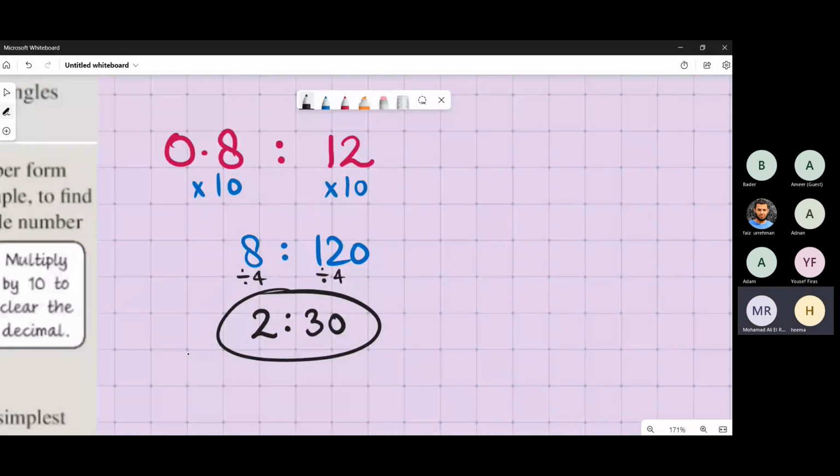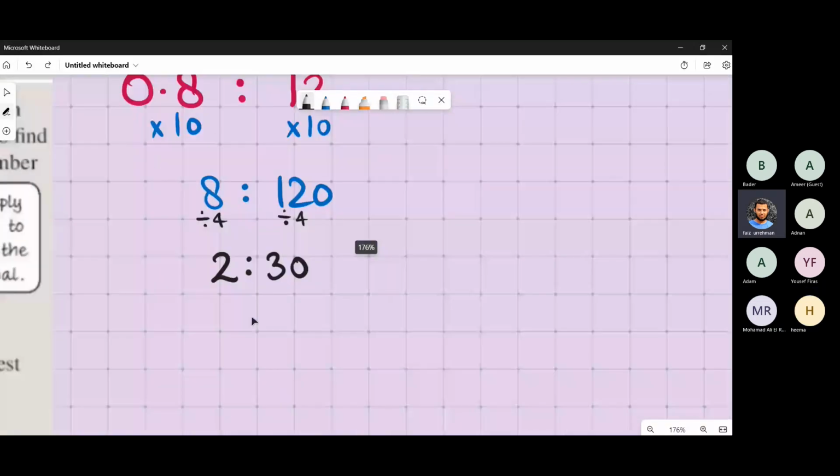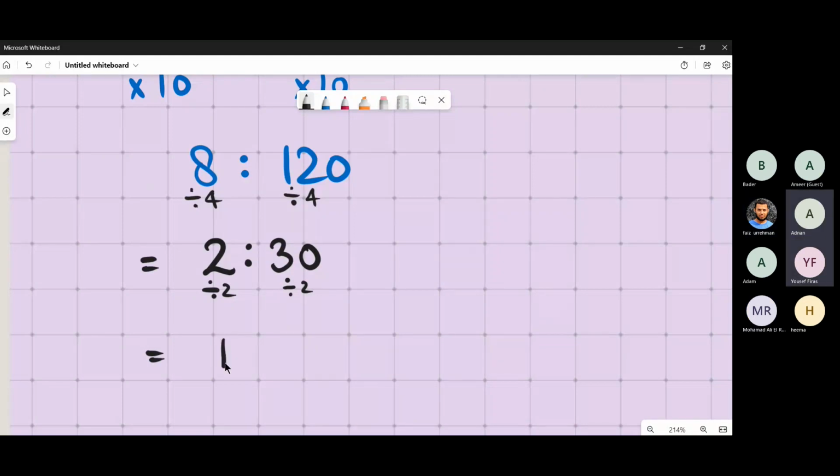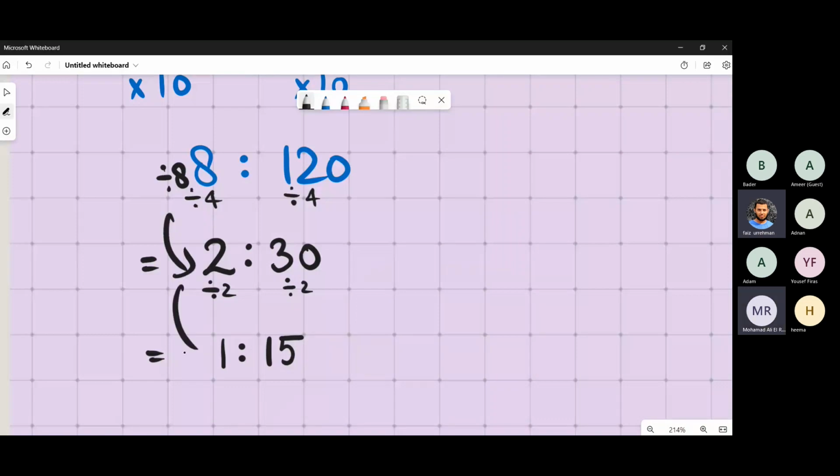Now, is this in the simplest form or is more simplification possible? There's a number called 2, Mister. Okay, by what number should I divide? By 2. Which is going to give me, what is the final answer? 1 to 15. So if you cannot divide by a bigger number like 8 directly here, you can do it in 2 steps, but you will reach the same answer.